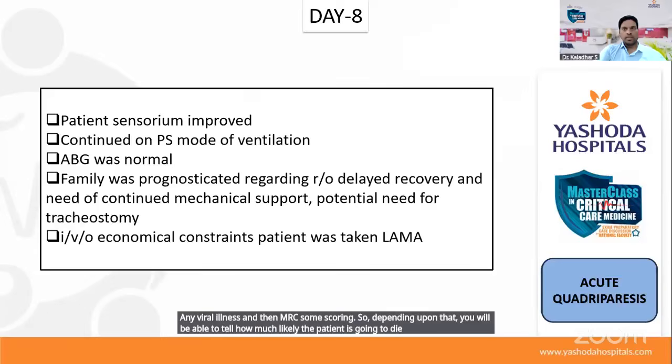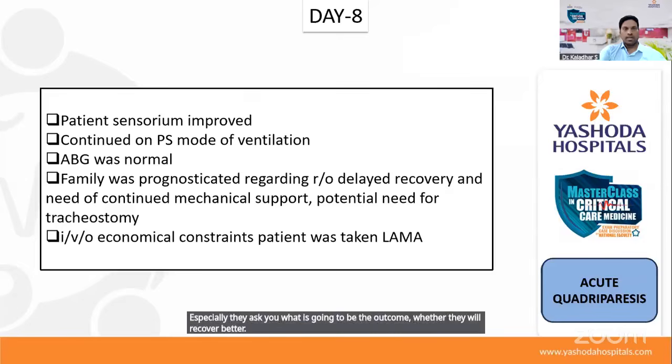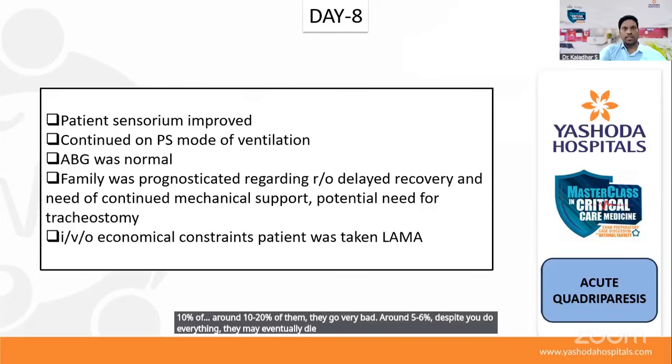But because these patients come day in and day out, the counseling part plays a very crucial role. Especially they ask you what is going to be the outcome, whether they will recover well. Most of the guidelines say most of the time, if they come and you start the therapy, 80% of them recover. Around 10 to 20% of them go very bad. Around 5 to 6%, despite you doing everything, may eventually die. But most of the complications happen when the patient is recovering. That is one thing you have to keep in mind.